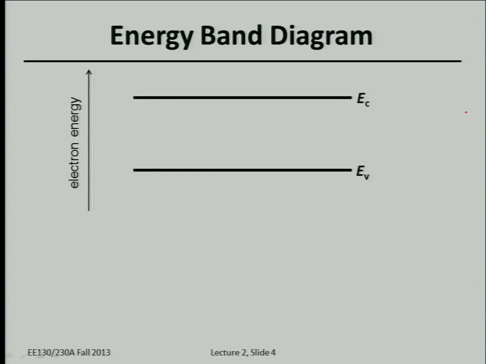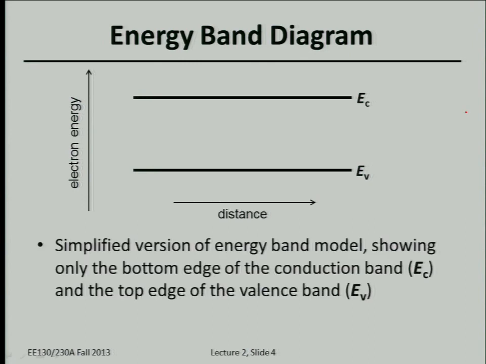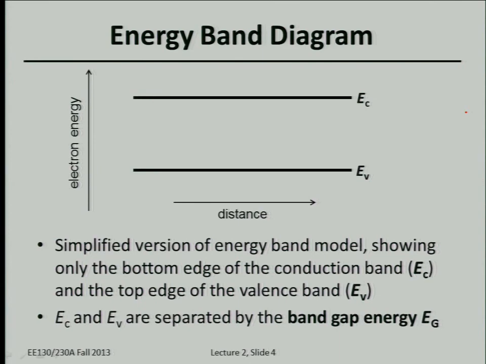Electrons are negatively charged, so that's why on the next slide we'll talk about voltage, which flips the polarity. Anyway, we're plotting energy of electrons as a function of distance in your semiconductor. This is a simplified version of the energy band model. And this difference here is the energy band gap, or the band gap energy, E sub g. We'll give you the values of E sub g for different semiconductors in a subsequent slide.